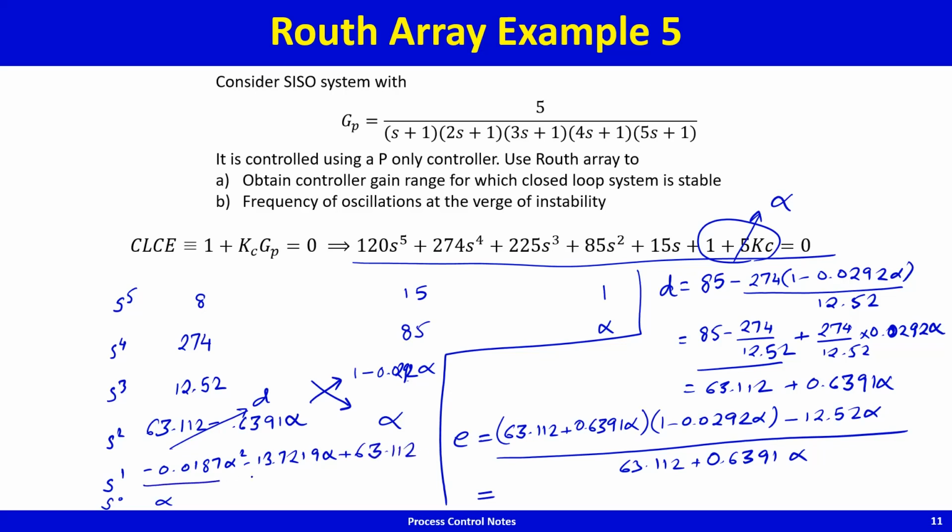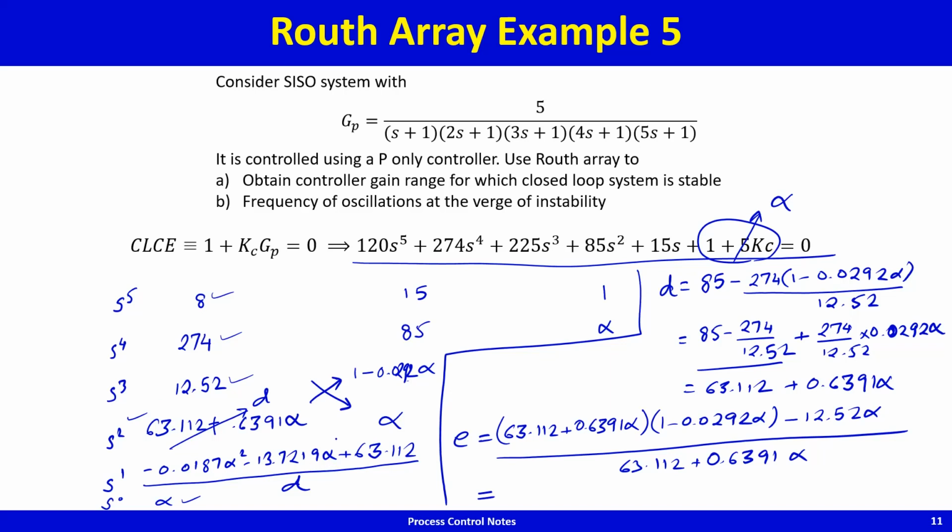63.112 divided by D. Note that because Kc is positive, therefore alpha is positive, and by the way, this is plus, D will always be positive. Now the question is, is the numerator going to be positive? Because this number is positive, this is positive, this is positive, alpha is positive. So we have to make sure that the s to the power 1 coefficient is always positive. All the coefficients except the s to the power 1 coefficient need to be ensured to be positive. And note that as Kc is increased, alpha increases. As alpha increases, alpha square will increase.